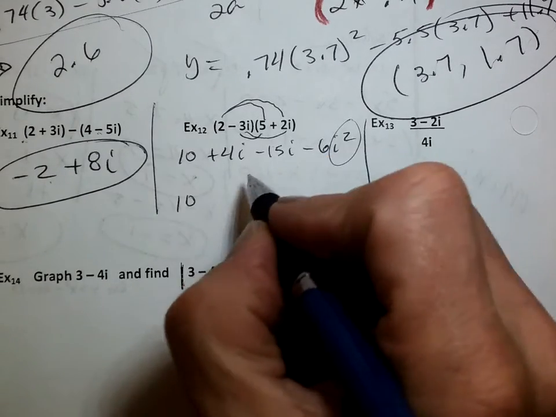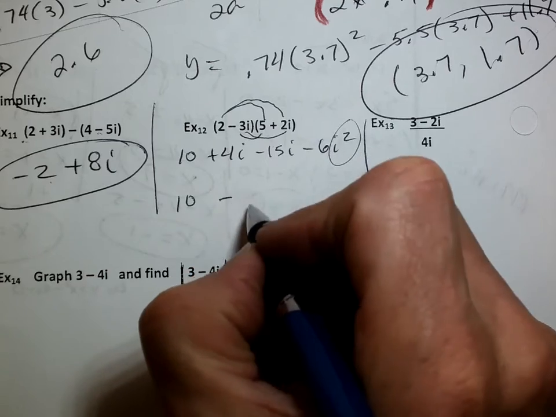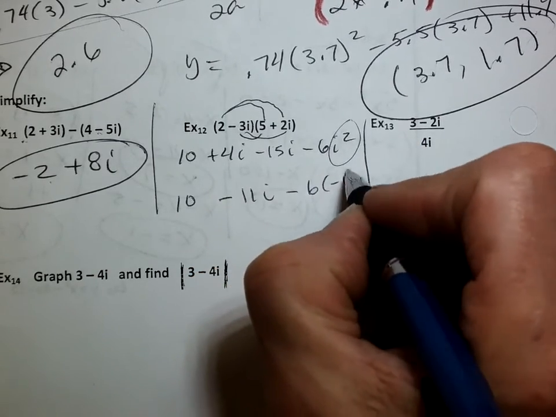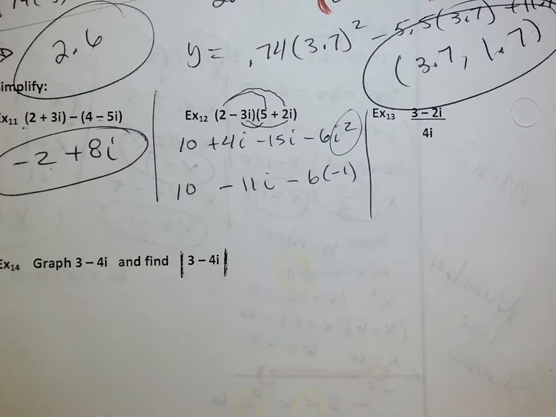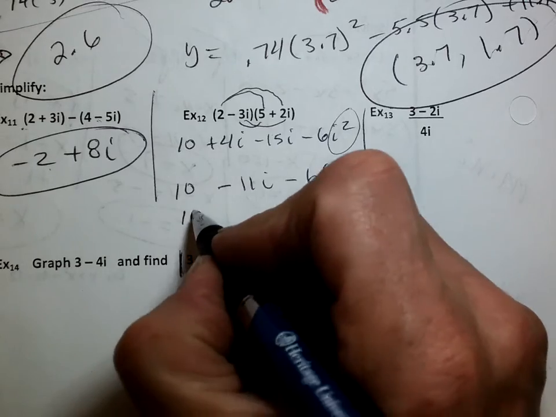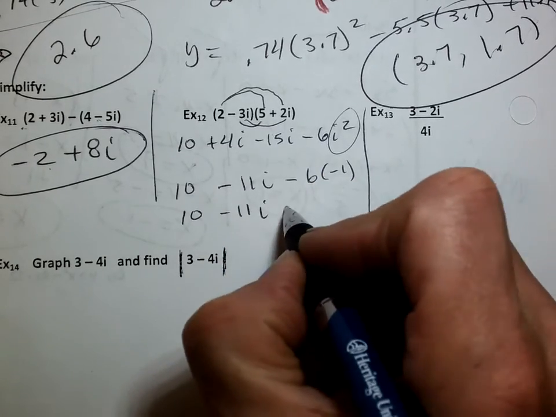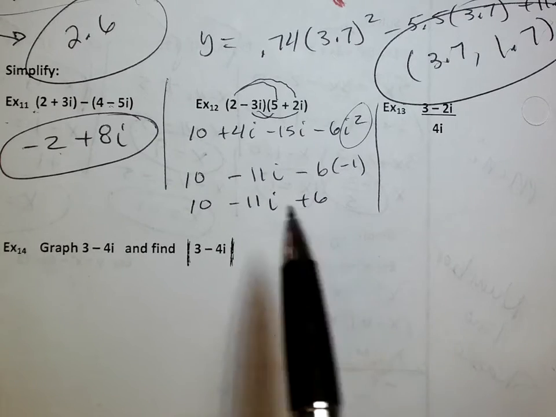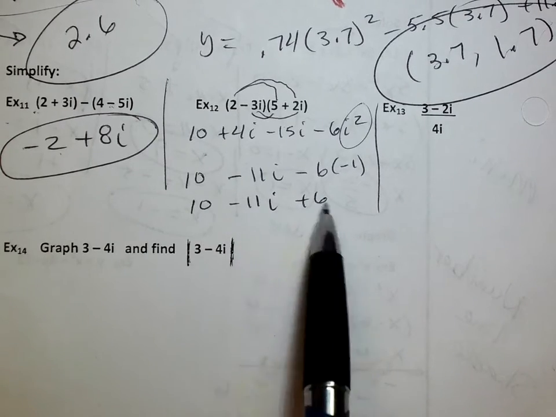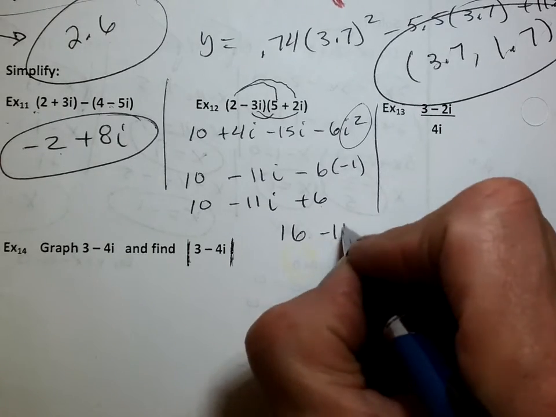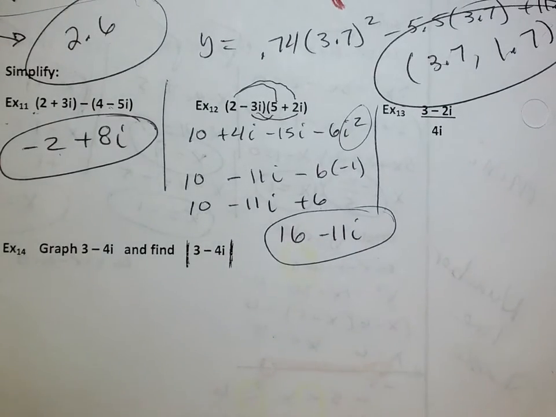So 10 minus 11i minus 6 times negative 1, because Bailey said i squared is negative 1. 10 minus 11i plus 6. Natalie? 16, right? 16 minus 11i. And you cannot add real numbers with imaginary numbers, so you're done.